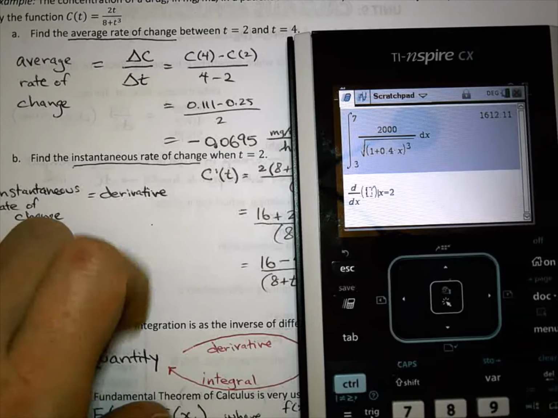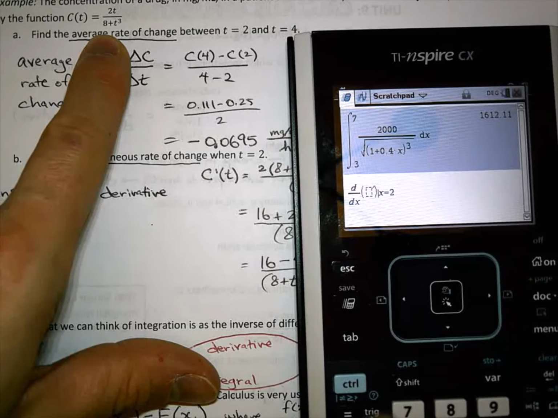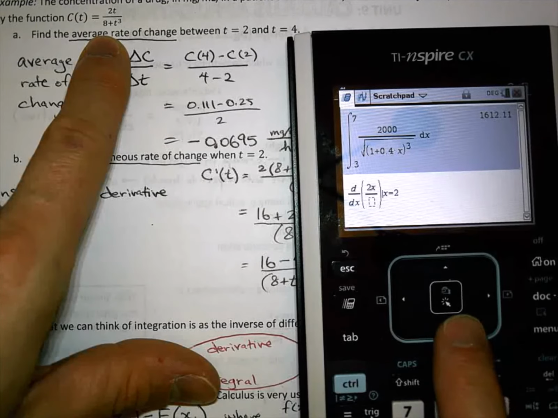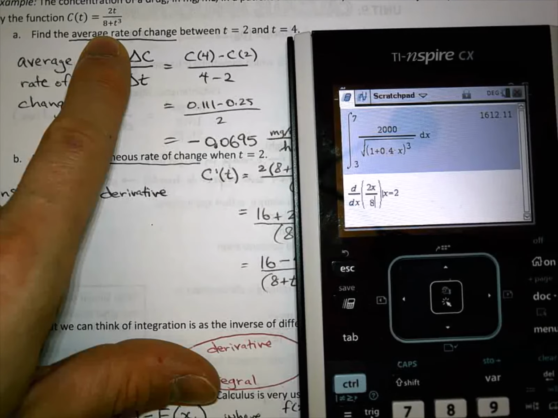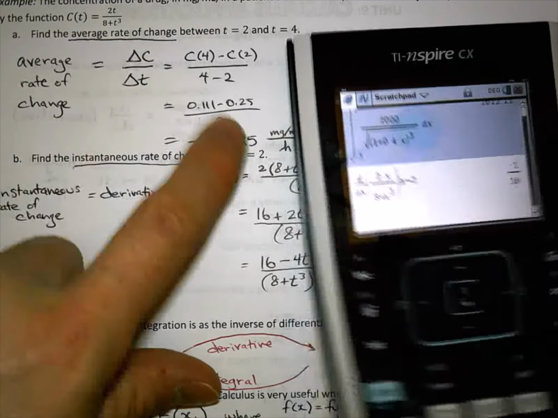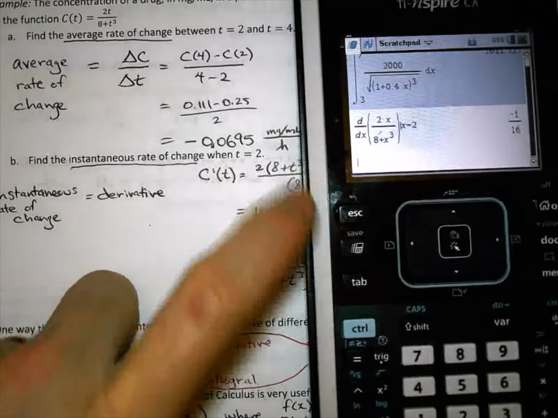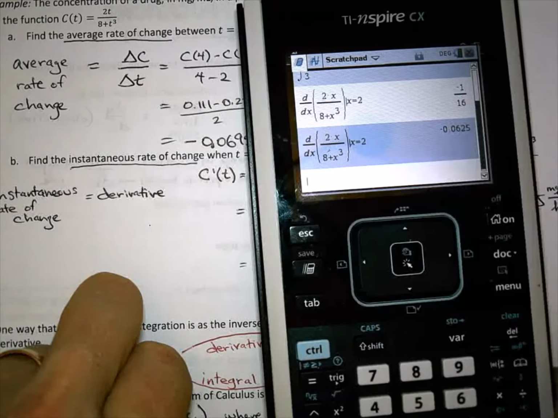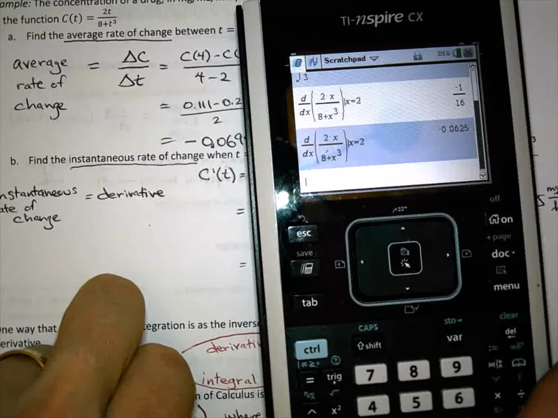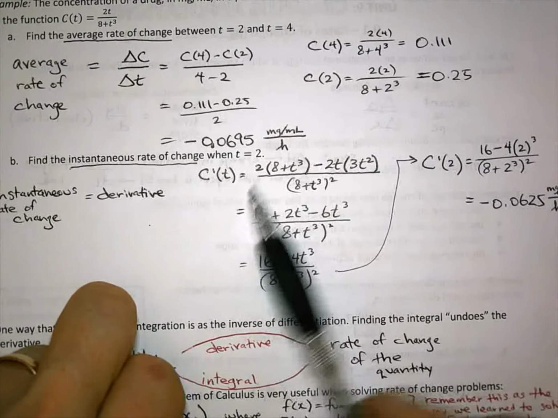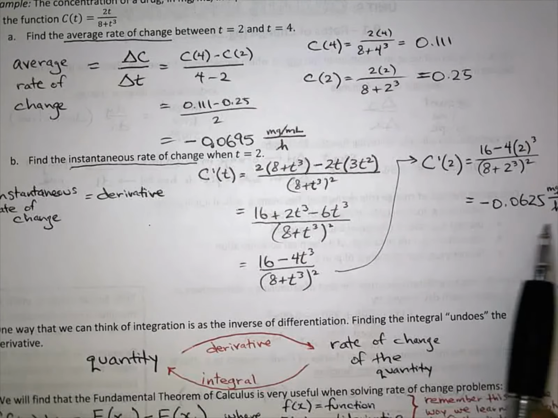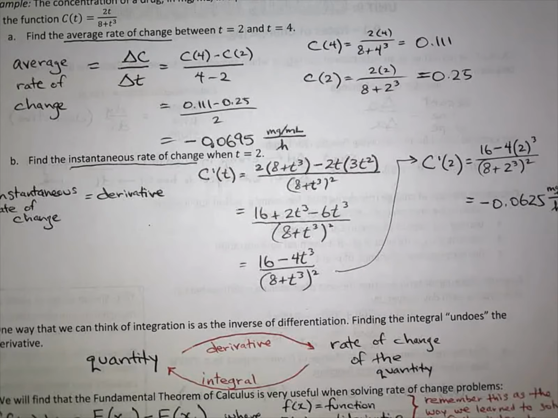So the derivative of what? Well, this is the function here. So it was 2x divided by 8 plus x to the power of 3. Okay, and it's going to solve that for me, and it gets negative 1 over 16. If I press Control equals, it'll change it into a decimal for me. So in much the same way, instead of doing the work by hand, I could have just used my calculator. Okay, let's just do this last example then.